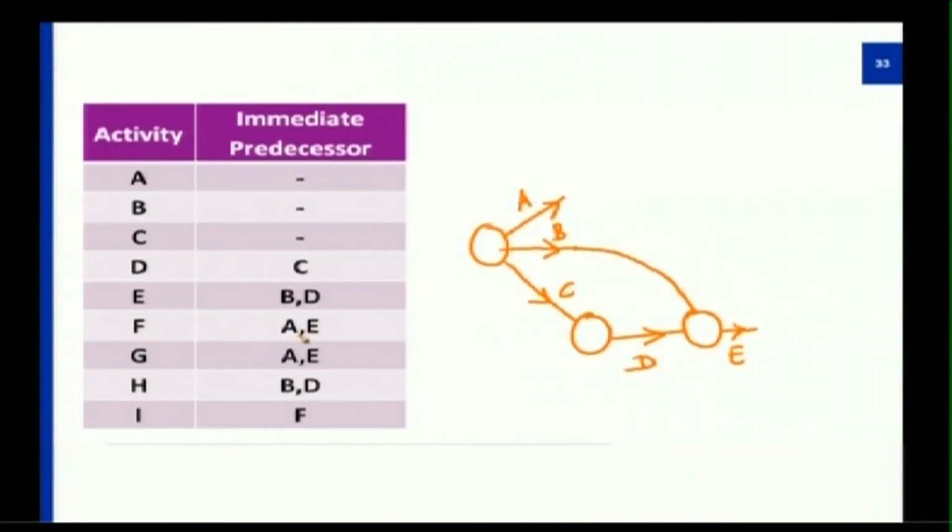F starts after completion of A and E. So A and E put together will have F. G is after A and E, but I have started F already. So G is also after A and E. So these 2 activities are in parallel.